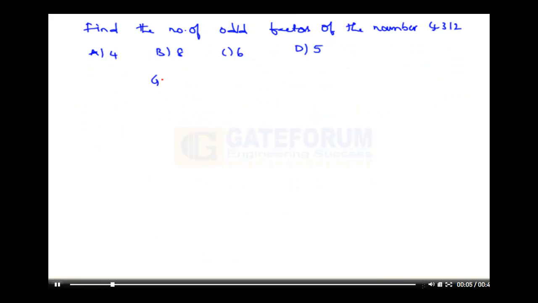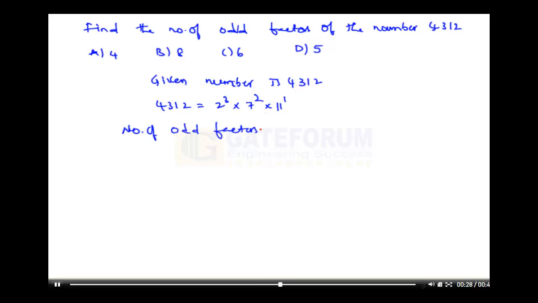4312. So we have to factorize this 4312, so that we can write 4312 as 2 cube into 7 square into 11 to the power of 1. Now we require only odd factors, the number of odd factors, so we consider the odd numbers 7 and 11, so that we can write 2 plus 1 and 1 plus 1, nothing but 3 into 2 is 6 is our answer, and option C is the right answer here.